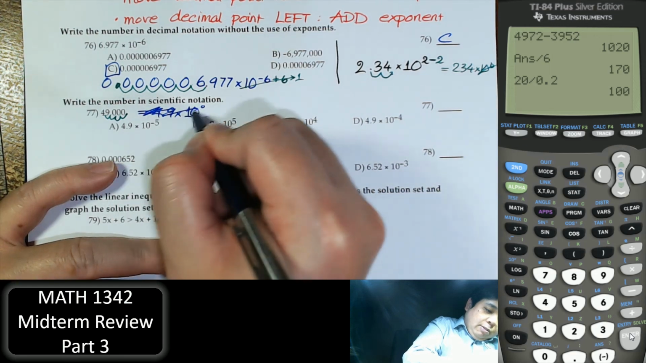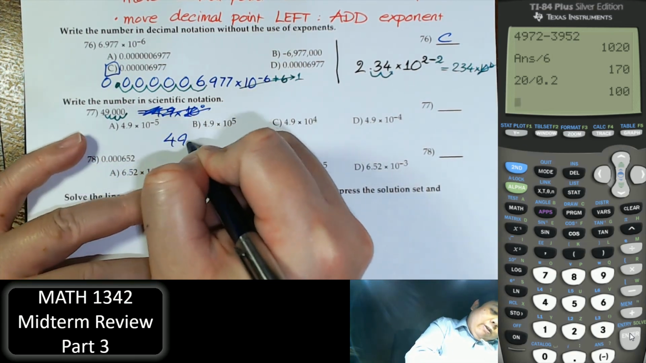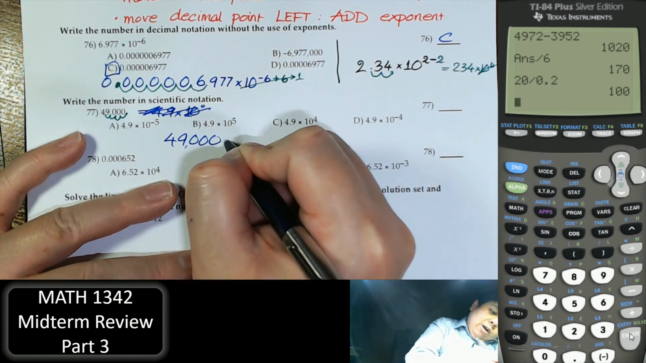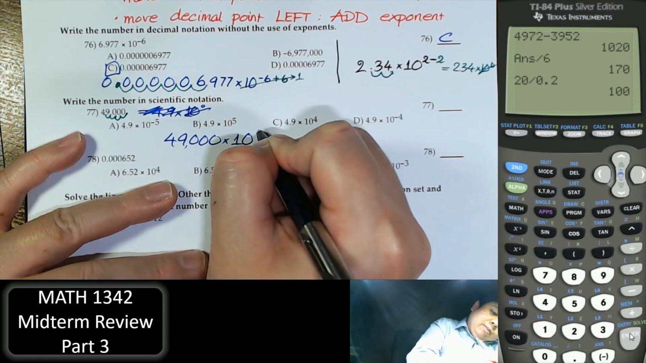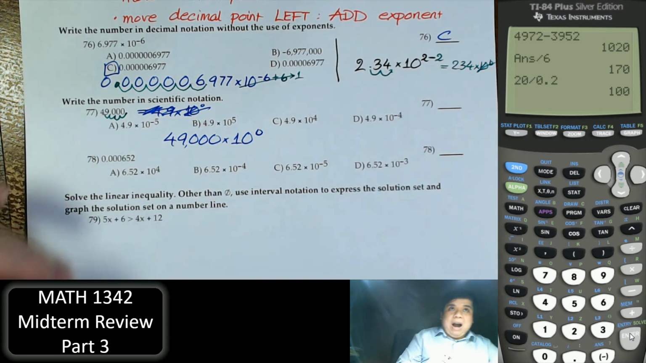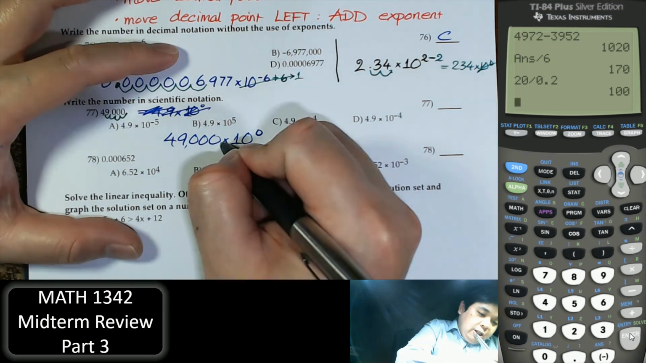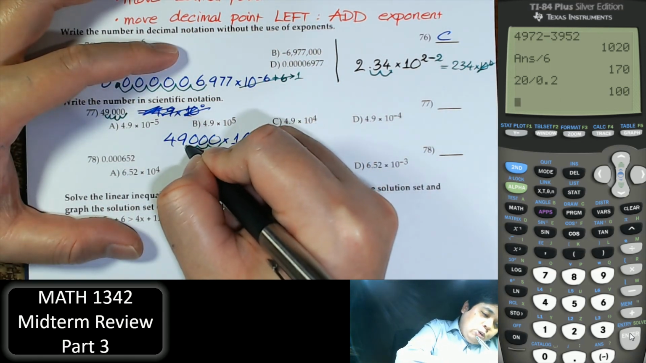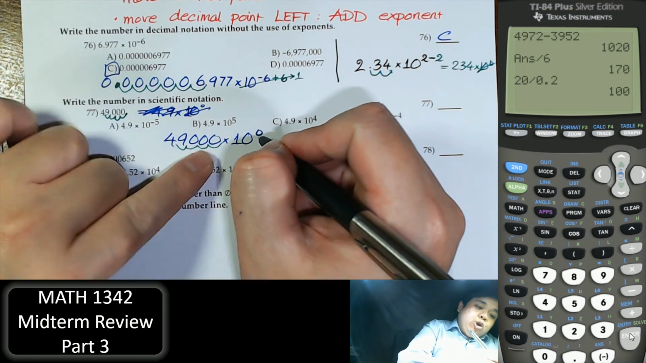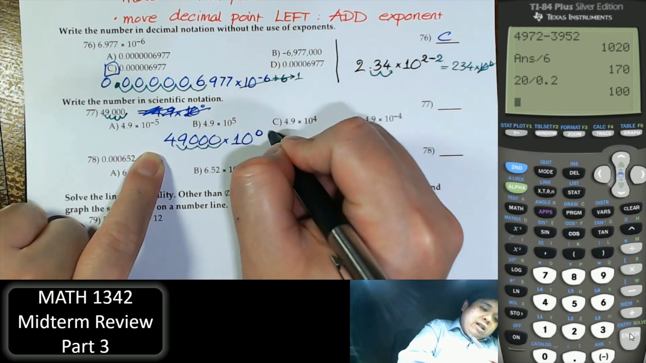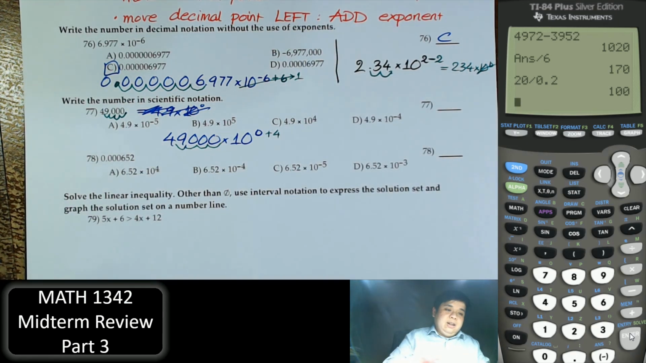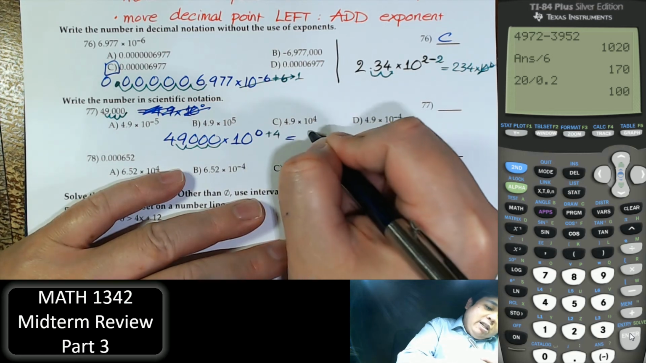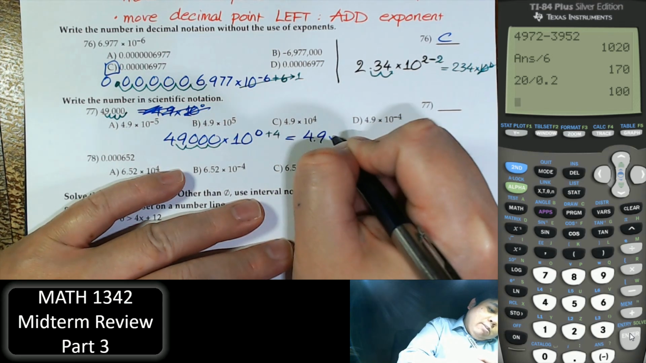Sorry, let's do this again. Originally we have this times 10 to the 0 power. Now we move 1, 2, 3, and 4 places to the left, so we're going to add 4 to the power of 10. That gives us 4.9 times 10 to the 4th.